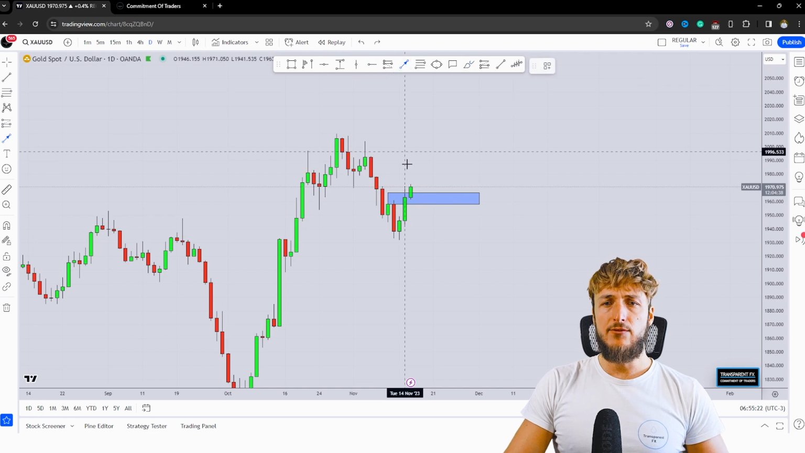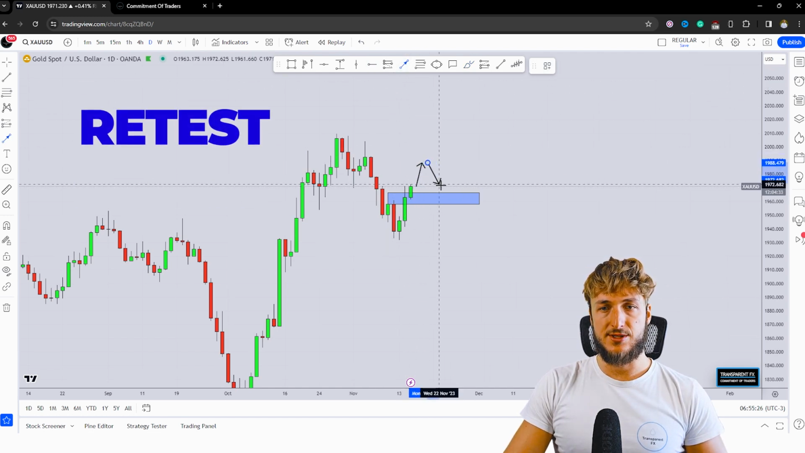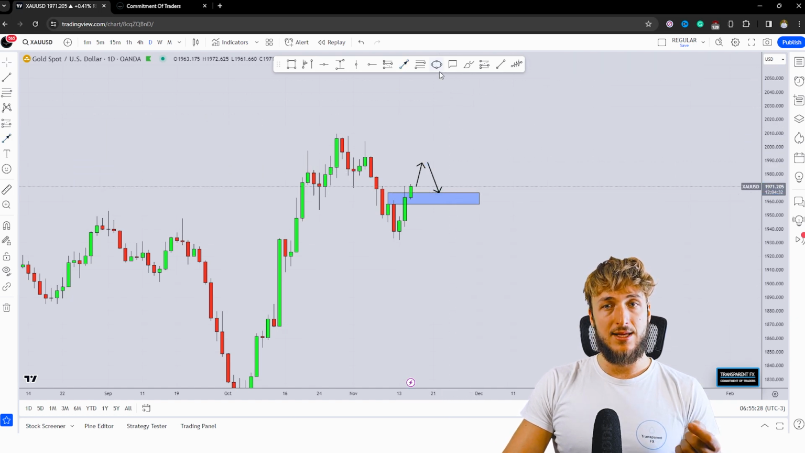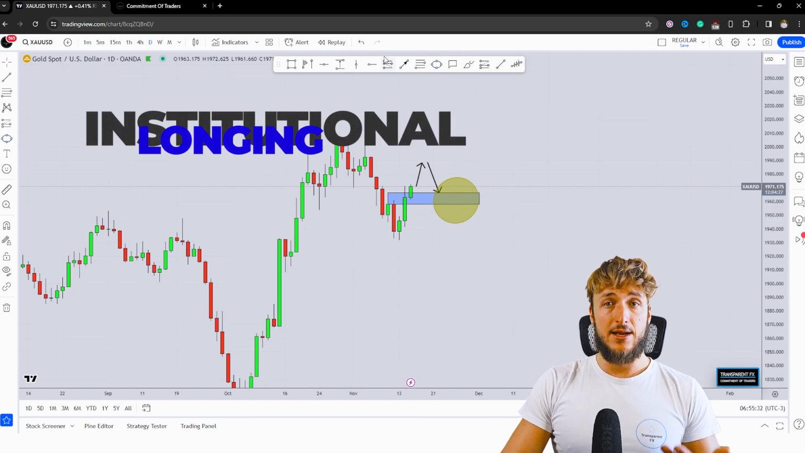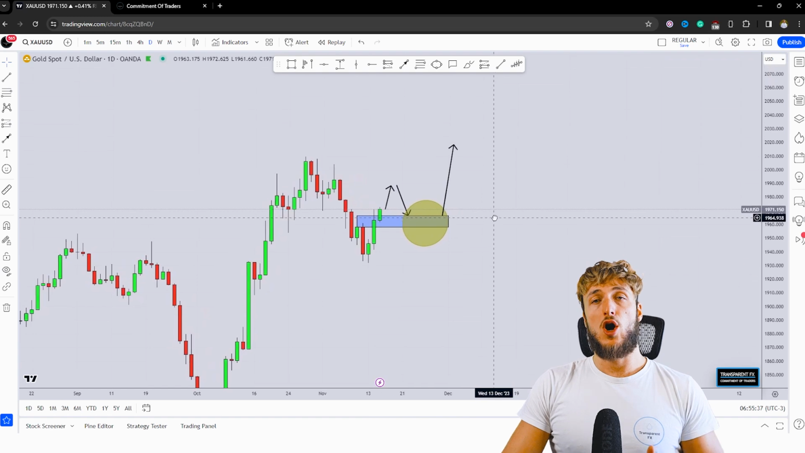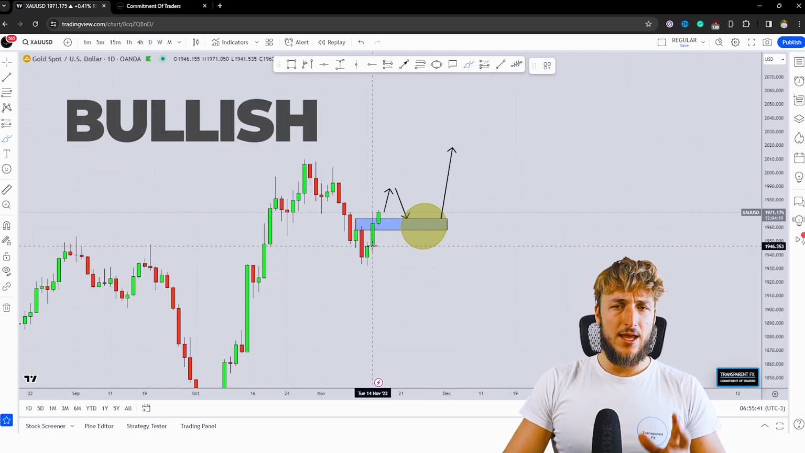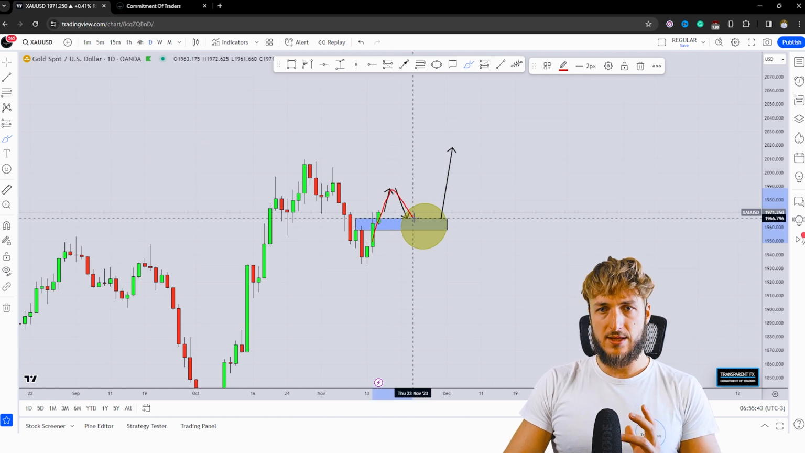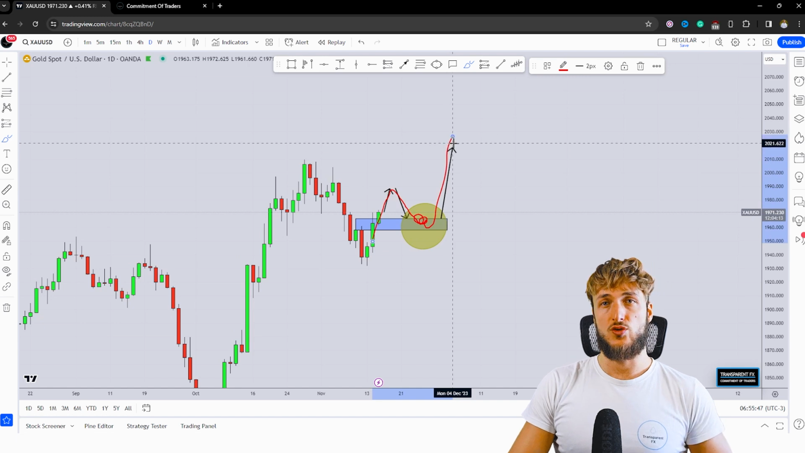So if we get this successful break on the retest of this previous resistance turned support, this is definitely an area inside of which we could see more institutional longing. And if we see more institutional longing, that would further increase the probabilities of a potential rejection to the upside away from this level. So if we actually get this break on the retest of this previous resistance turned support, that is how we could be approaching a potential move higher.